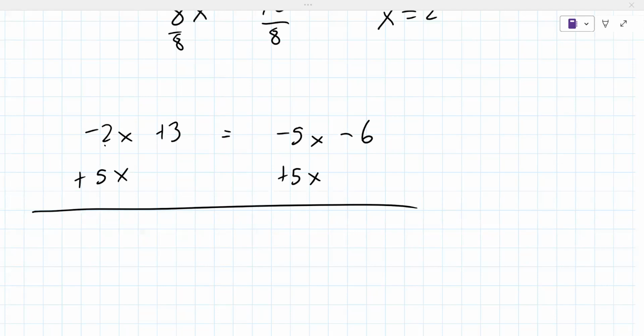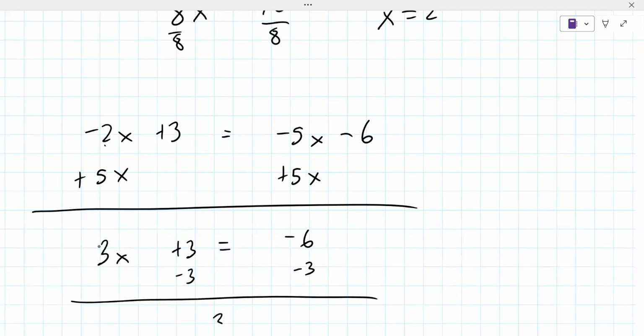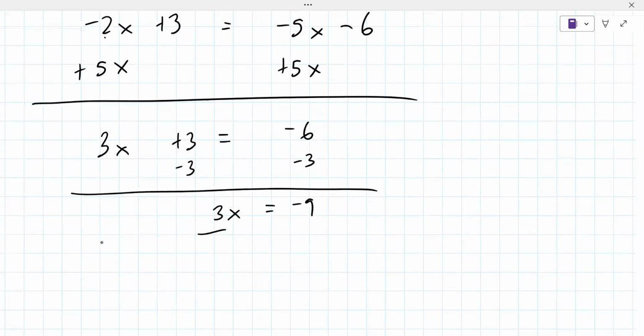x equals -3. We got 3x plus 3 equals -6. Subtract 3, subtract 3. 3x equals minus 9. Divide by 3, divide by 3, x equals minus 3. Like that.